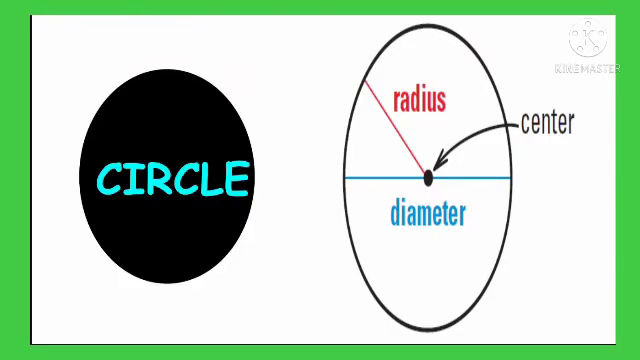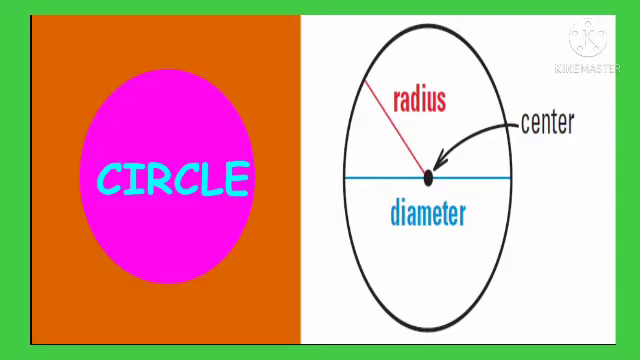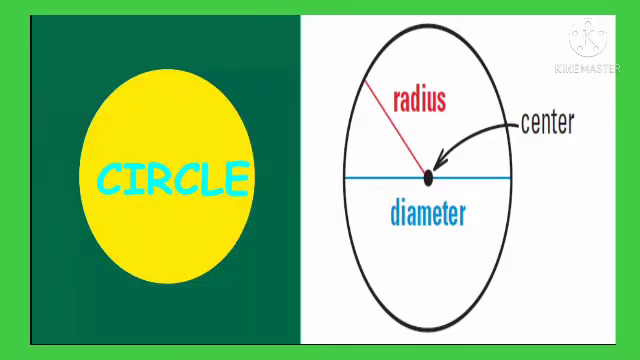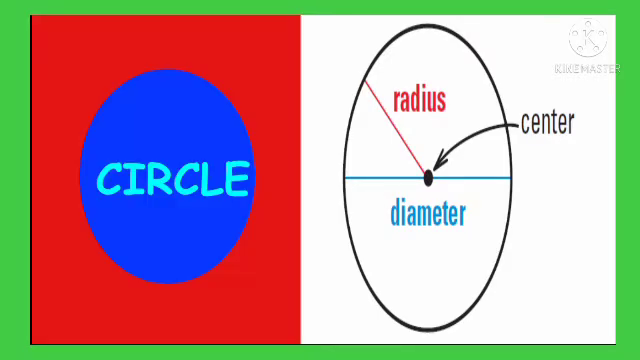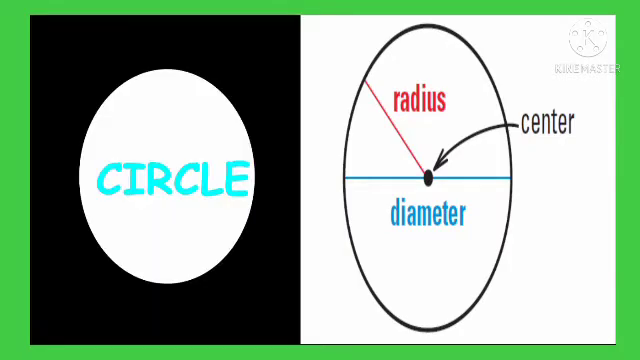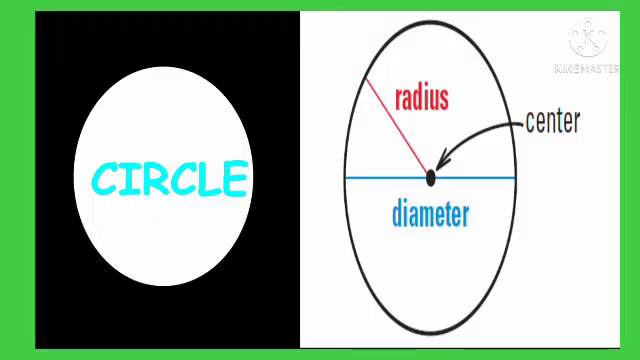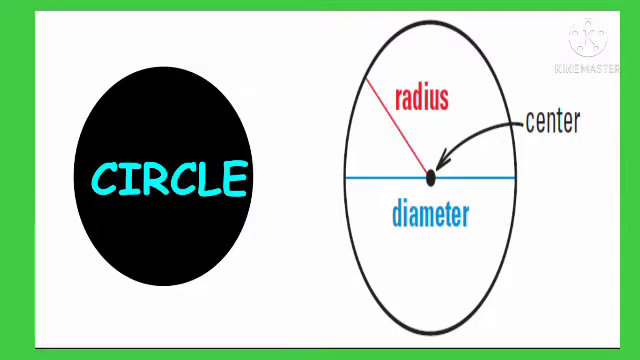The longest chord of a circle is the diameter. The radius is always half of the diameter. Children, let us recall once again.